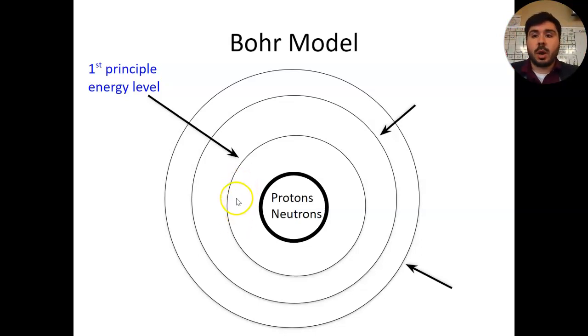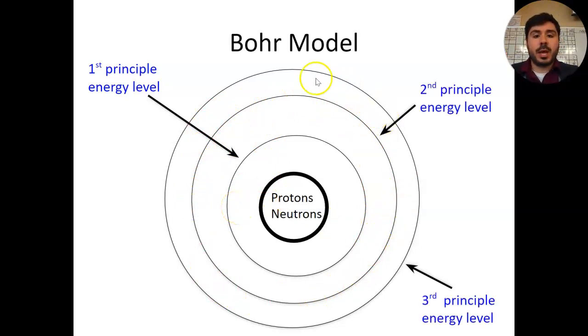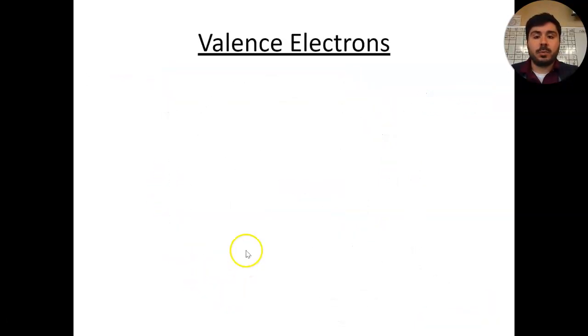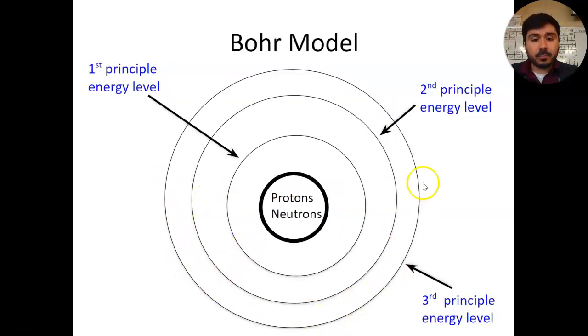So this first principal energy level here is the one closest to the nucleus, closest to the protons and neutrons. The second ring here, the second shell, is the second principal energy level for this Bohr model. And then this one way out here, the one farthest away from the nucleus, is going to be the third principal energy level. Okay, so those are the particular principal energy levels in an atom, rather.